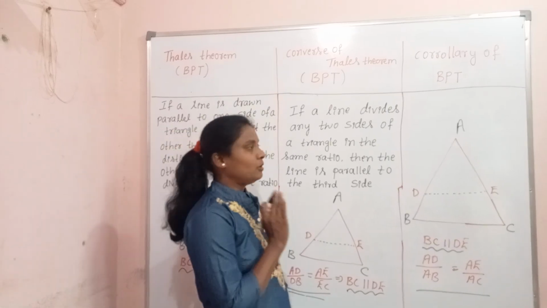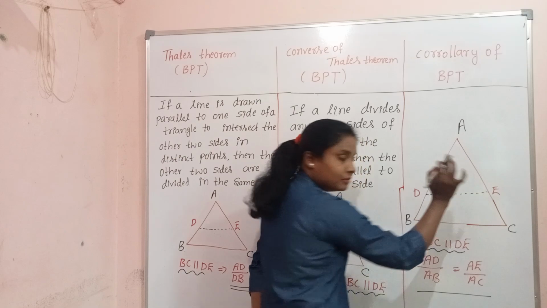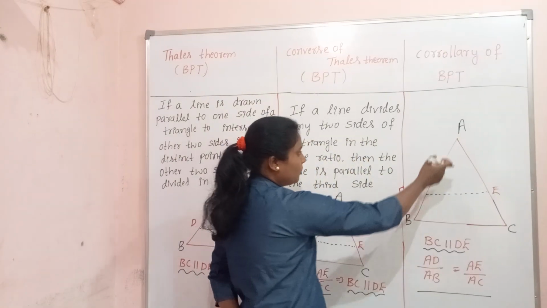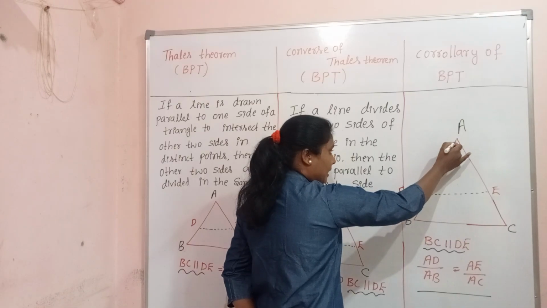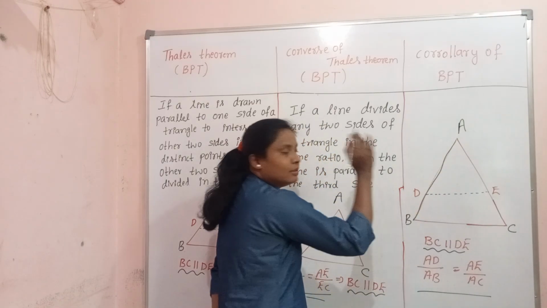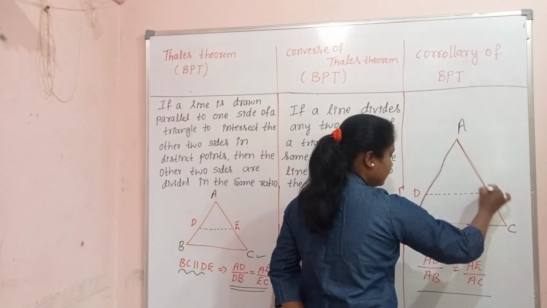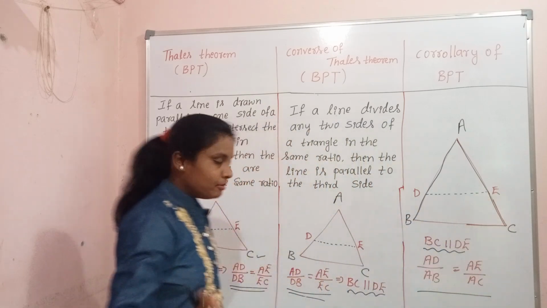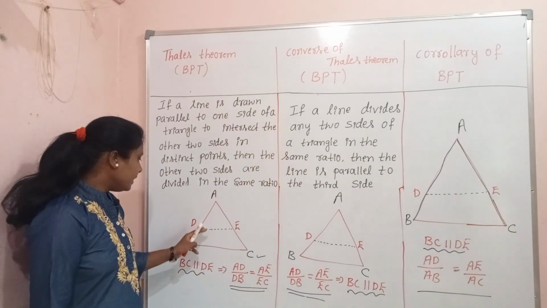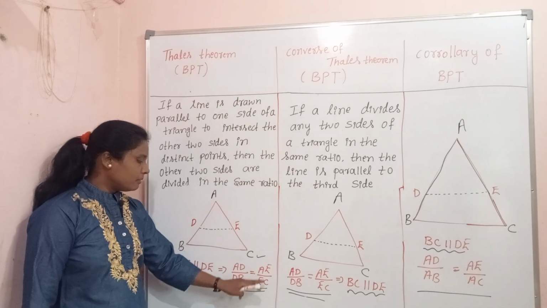Then what about the corollary part? Here, given BC is parallel to DE, we need to prove AD divided by the complete AB equals AE divided by the complete AC. So observe the difference here: AD divided by DB equals AE divided by EC.